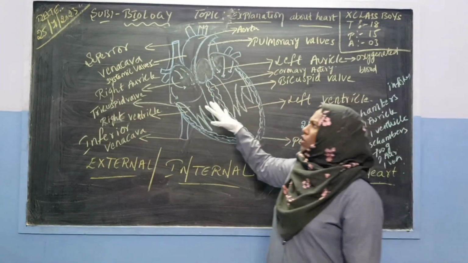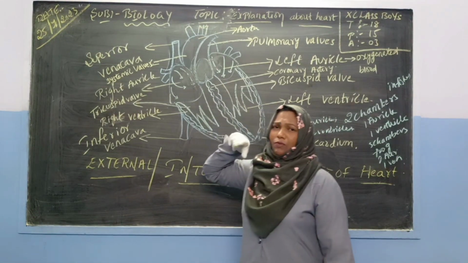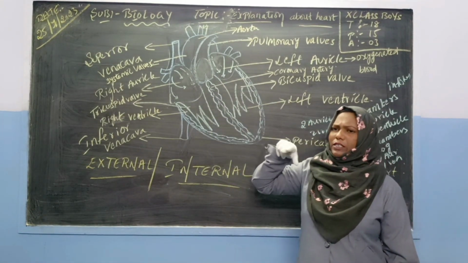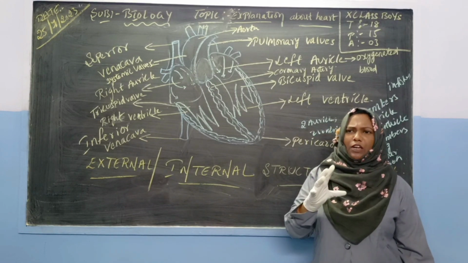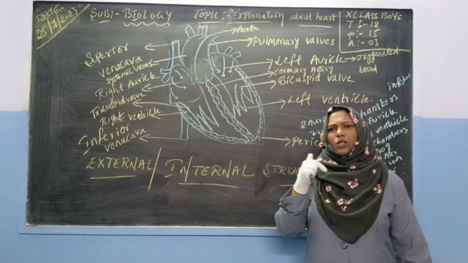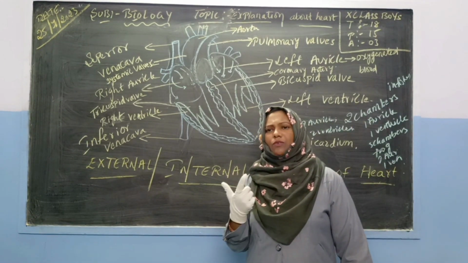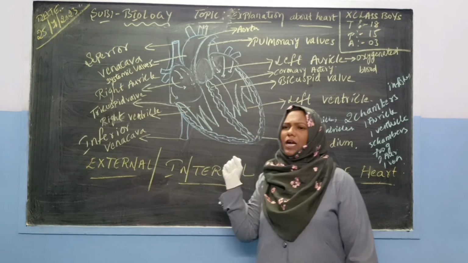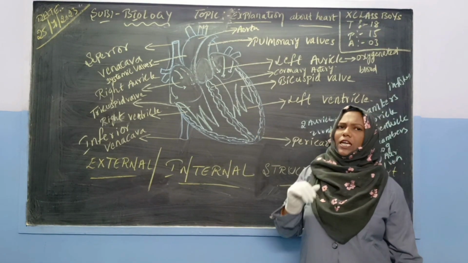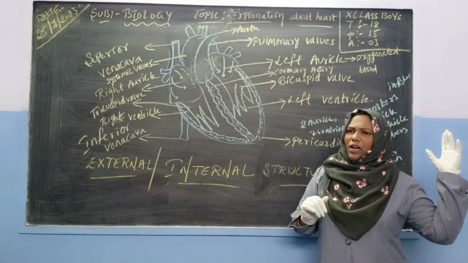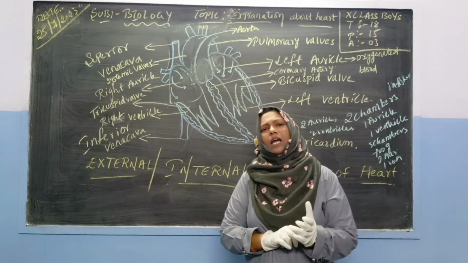Right? So here, as we have seen, a double circulatory system occurs, where the blood is carried from the upper parts and lower parts to the heart. After that, the heart pumps the blood, and it sends the deoxygenated blood to the lungs and the oxygenated blood to the body.